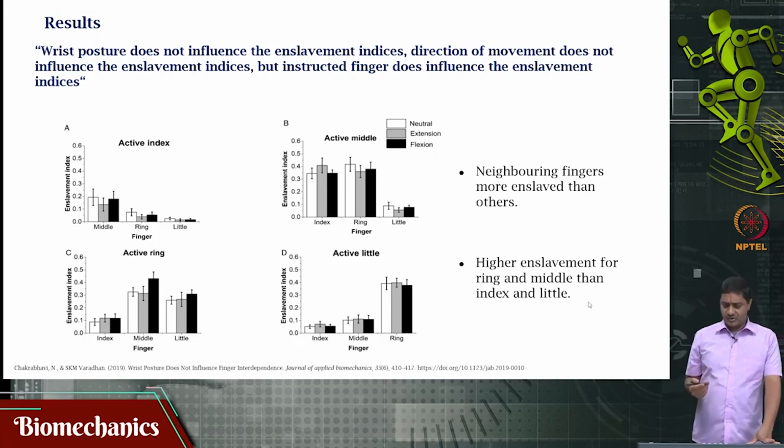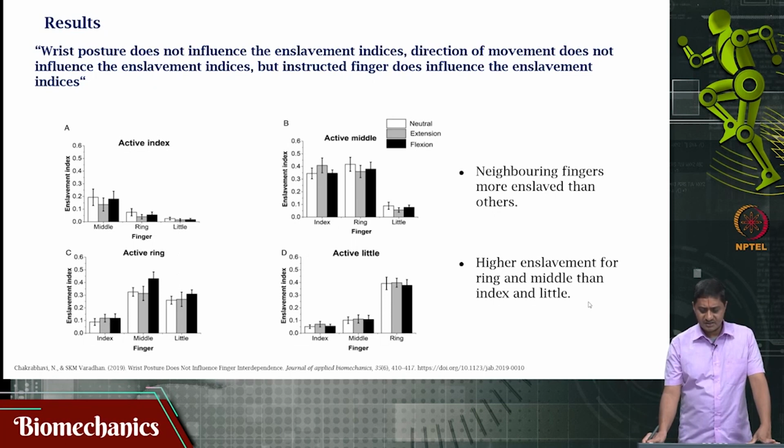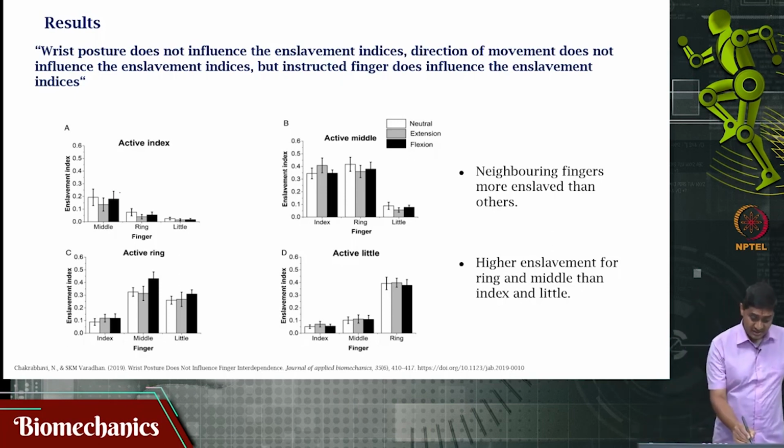So, what is shown in white, all these white bars represent neutral, all these grey bars represent extension and all the black bars represent flexion. We are interested in establishing primarily a difference between the white bars, grey bars and black bars. Are the heights of these bars different in a given condition and in a given situation? That is the question that we are asking.